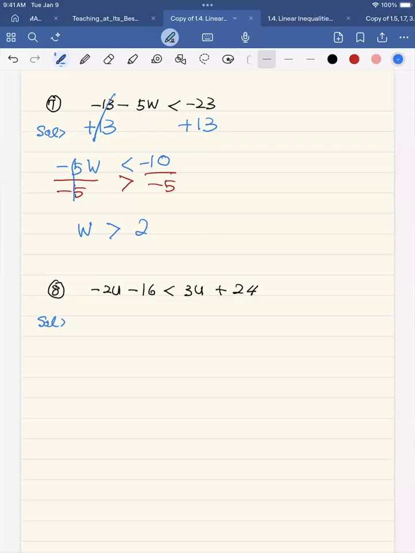In the next example, we want to get u by itself on one side. We don't like a minus sign in front of u, so we eliminate 2u on the left side by adding it on both sides. So on the left side, we have negative 16. On the right side, 5u plus 24. So we subtract 24 on both sides. Then on the right side, we have 5u, and on the left side, negative 40.